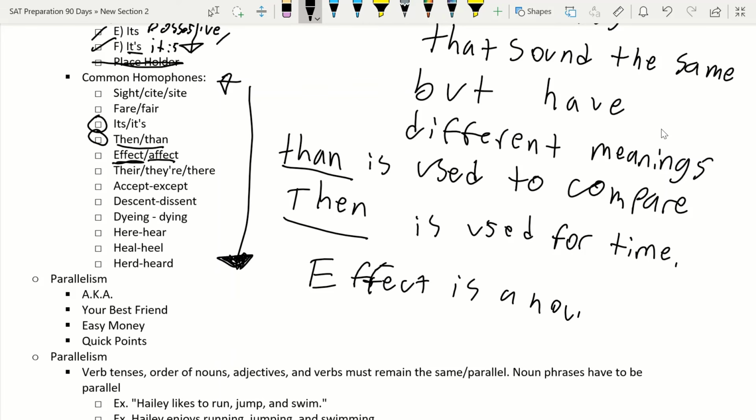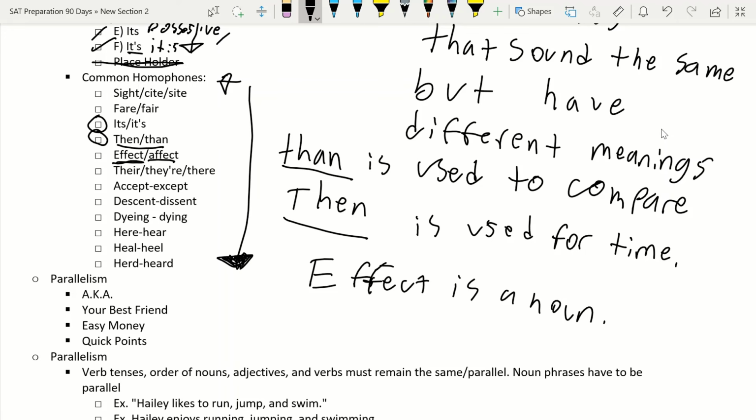Effect is a noun. An example of me using effect in a sentence would be, the effect of draining the lake is that there's less water in the lake, right? That's using effect as a noun. Now if I was going to use affect as a verb, let me come up with a good sentence here. Decreasing the funding for nonprofit agencies will affect their ability to help people.